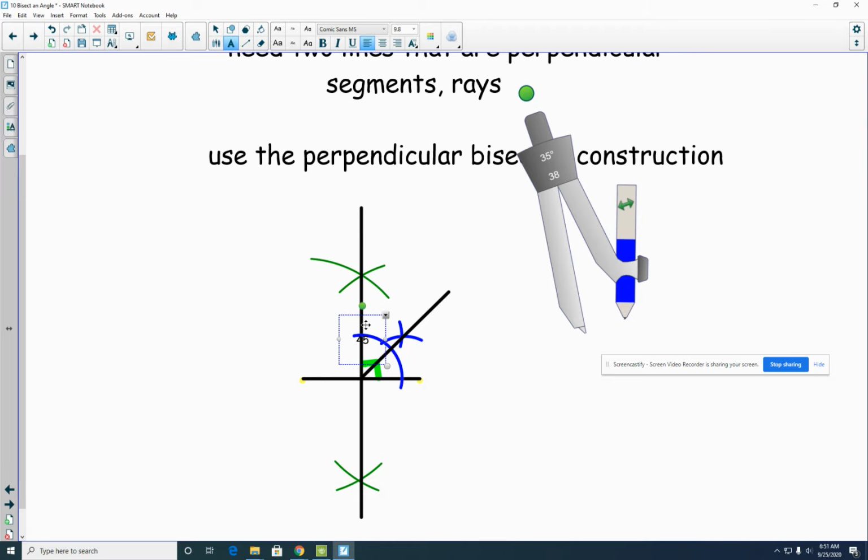So what I actually created is a 90-degree angle, and then I created two 45-degree angles. This little angle in here is actually 45 degrees. And it was bisected, so this little angle here is also 45 degrees. That's how you get a 45-degree angle, and that's how you also create a 90-degree angle.